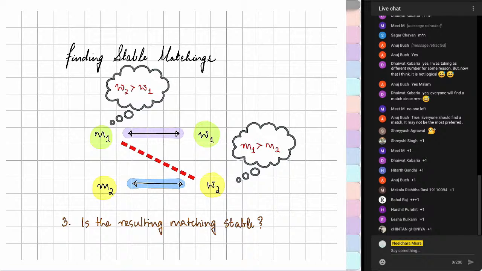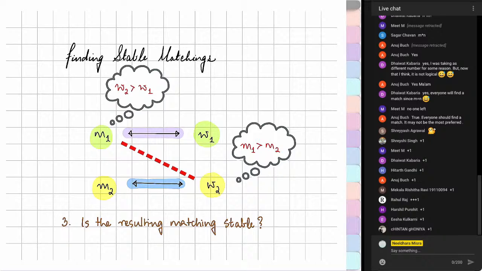If it is not stable, then we have this picture. Let's say M1 got matched to some W1, M2 got matched to W2, and M1 and W2 like each other better than their current partners. This is a classical setting, a situation that we said we want to avoid. Can that happen, given the algorithm did whatever it did?